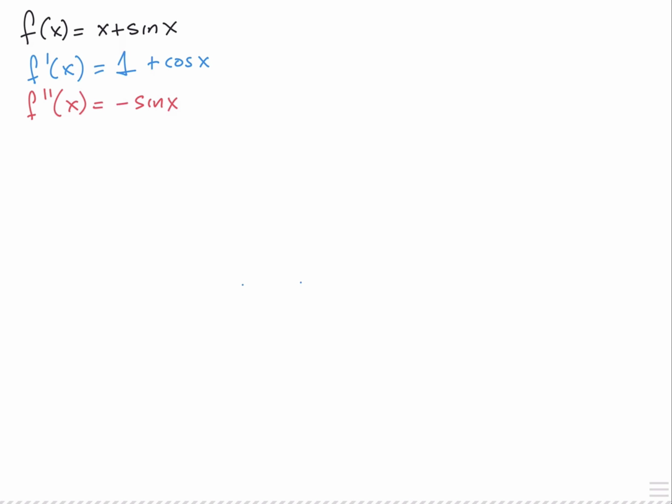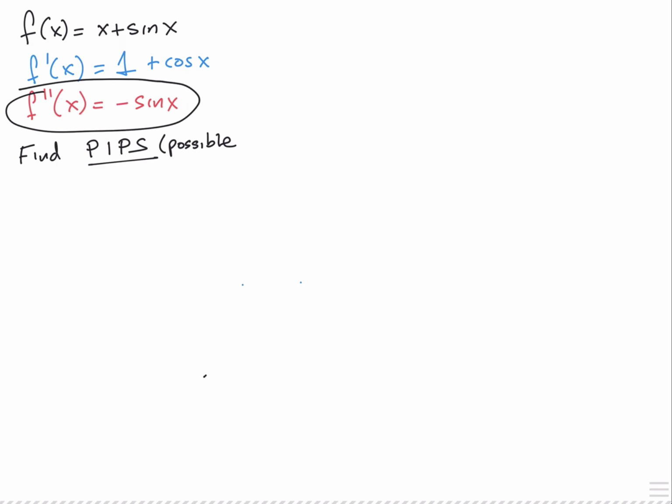Once you find the second derivative, the first thing you want to do is find what are called pips. Pips are possible inflection points. Where are the possible inflection points? Just like when you find critical points, you set it equal to zero and find where it does not exist.